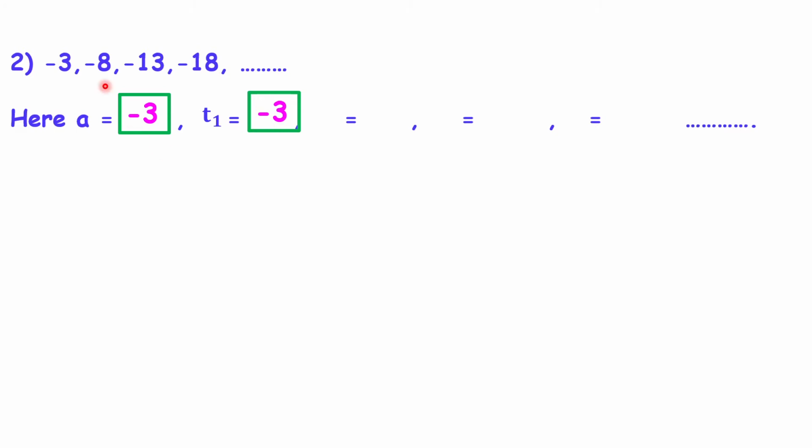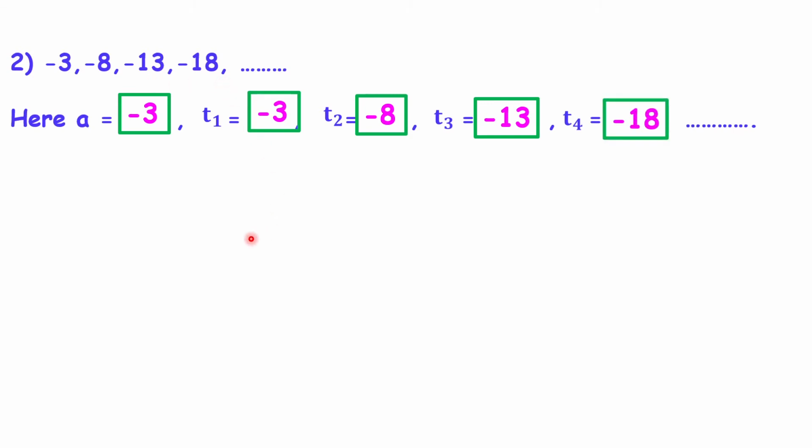Second example: negative 3, negative 8, negative 13, negative 18, and so on. Here the first term A is negative 3. That means T1 is equal to negative 3. Which is the second term in this sequence? Negative 8. Therefore T2 is equal to negative 8. Which is the third term? That means T3 is equal to negative 13. And T4 is equal to negative 18.